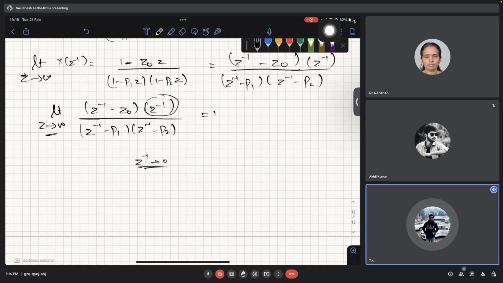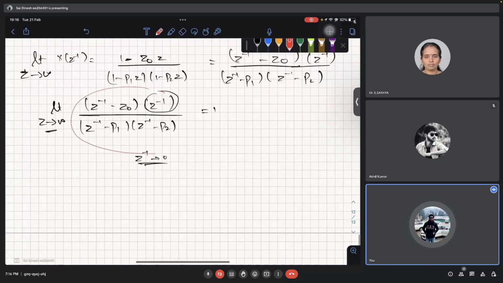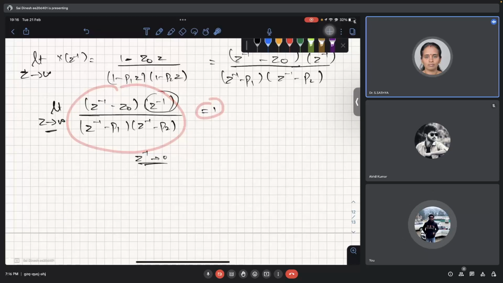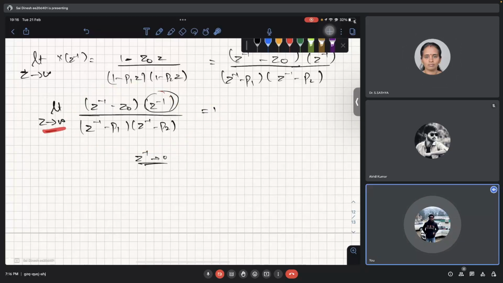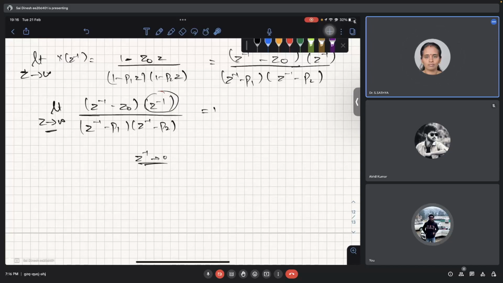So basically, what we have is z tends to infinity. He told that z tends to infinity, this whole part is equal to 1, right? Yes. But then when z tends to infinity, z inverse is equal to 0. But then if this is 0, can this be equal to 1? No. So this should cancel out, right?